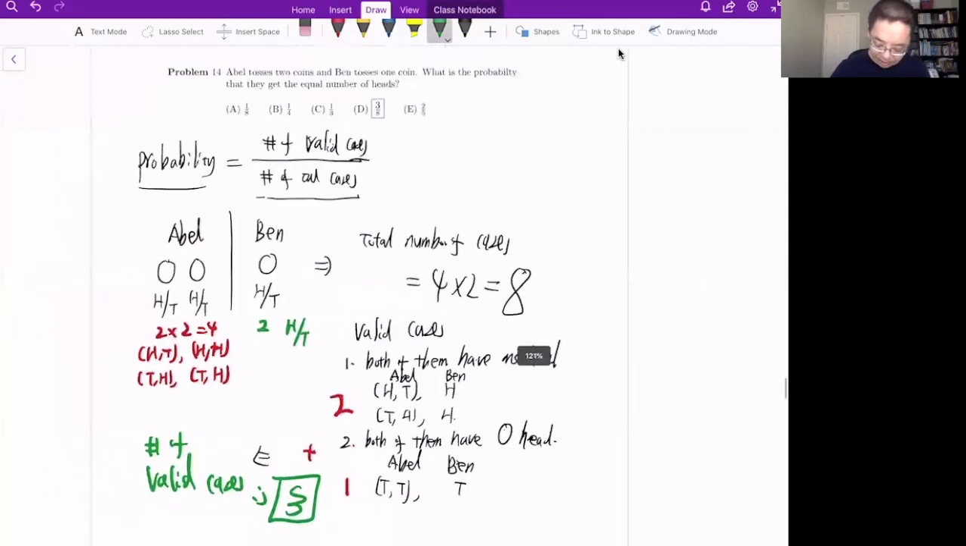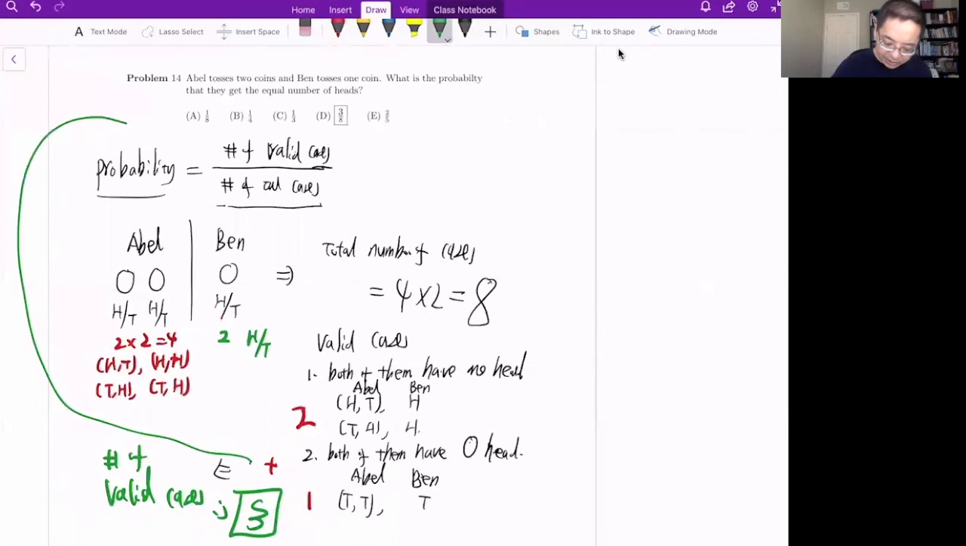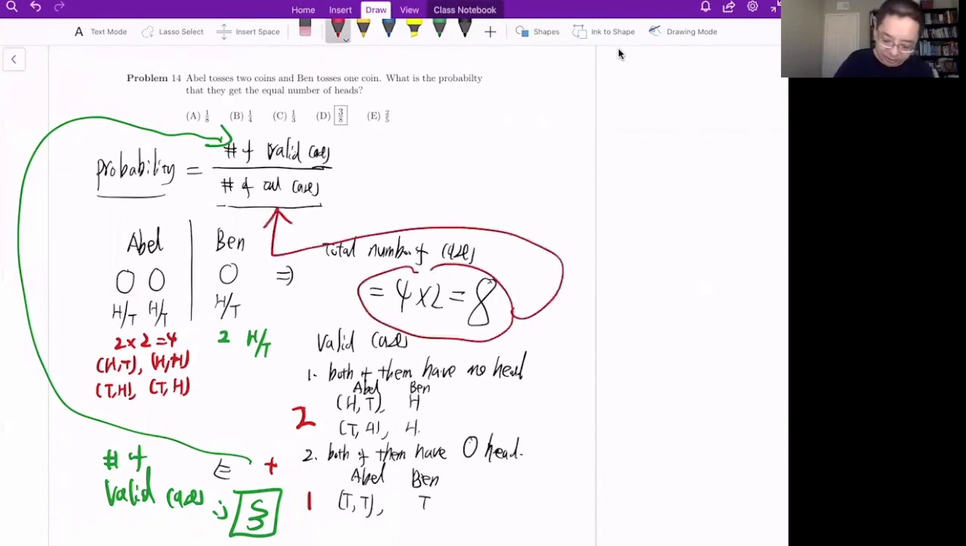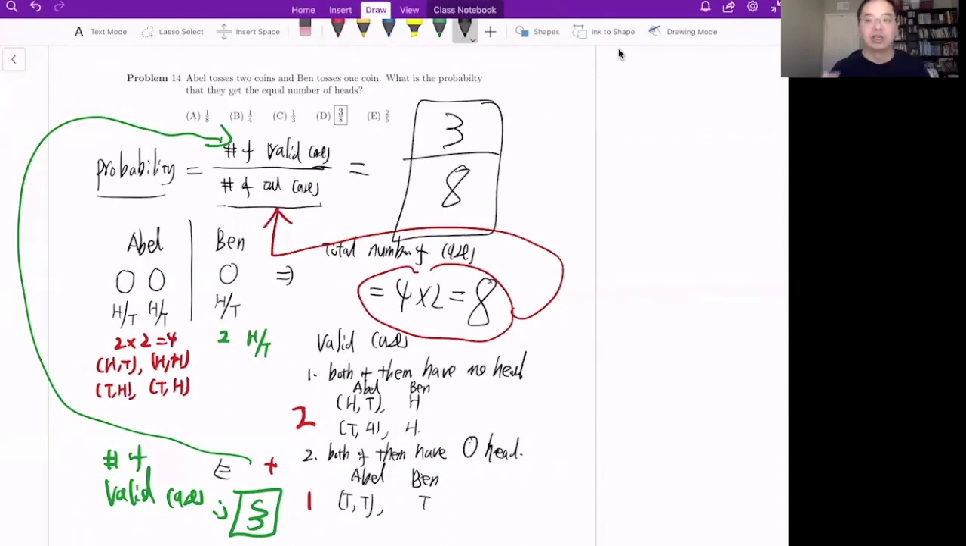Now we apply the formula. We put the number of valid cases in the numerator, and we put the total number of cases in the denominator. This gives us 3/8. So this is the probability, and it's a fraction.